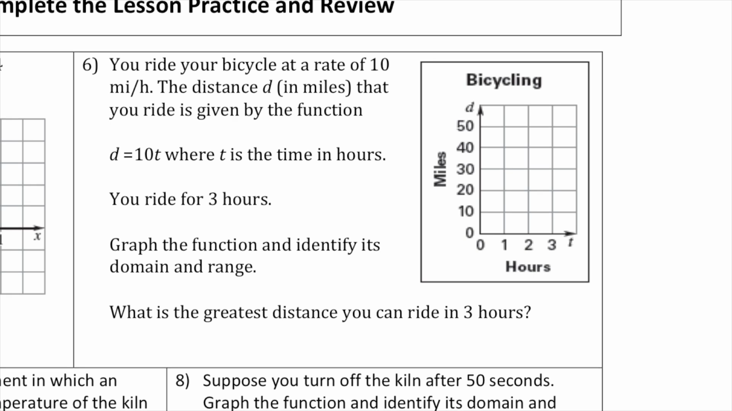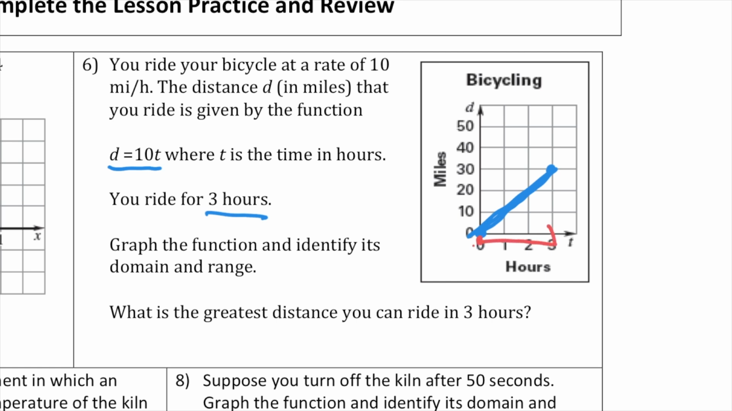For number 6, you're riding your bicycle and you're told that the distance is 10t. You're going to ride for 3 hours. Graph this function and identify its domain and range. So if I go starting at 0, my distance is 0. If I go to 3 times 10 is 30. I'm definitely going to have fractions in the middle. So we have our graph if I've only traveled for 3 hours.